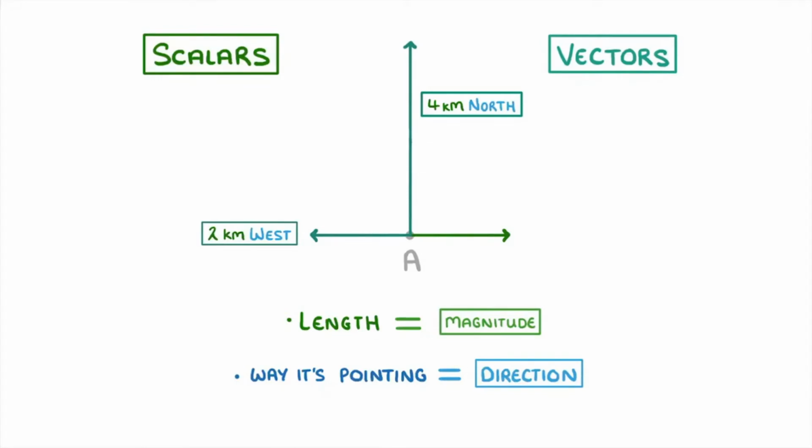We can also have negative vectors. For example, if we just had these two arrows, we could label our 2 kilometer west one as minus 2 kilometers.